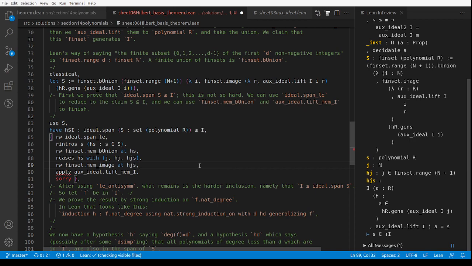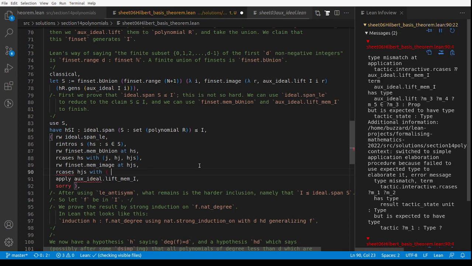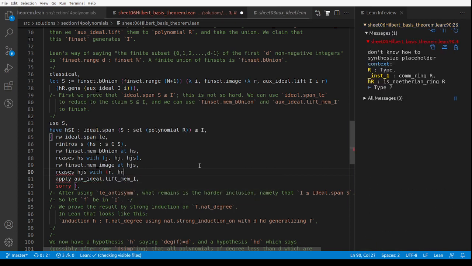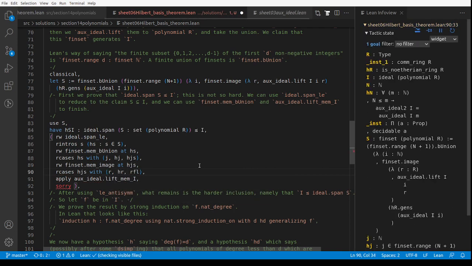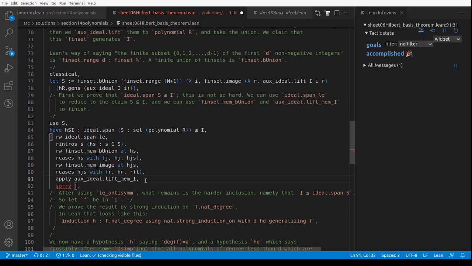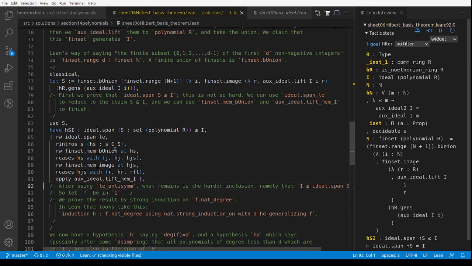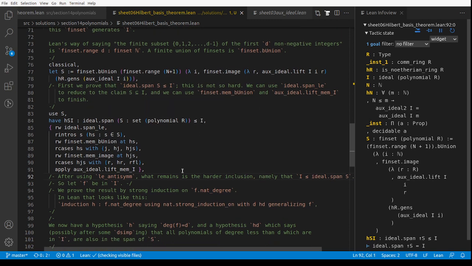So we can do our cases hjs with something, rfl, or something. There we go. And now you see the goal has changed because I put that rfl there. I did this rfl trick. And now I've got to prove that the lift is in I, and that we've proved already. So that is the easy direction. I've proved that the span of S is a subset of I.